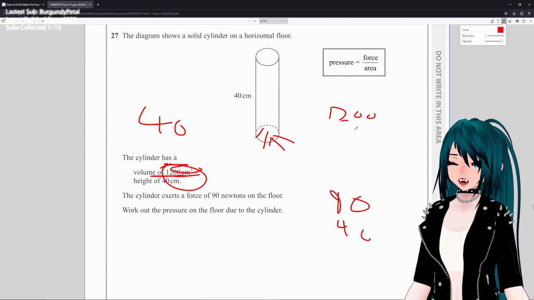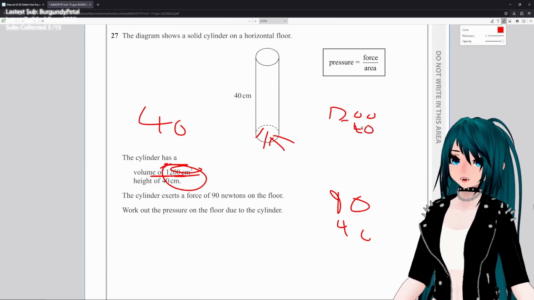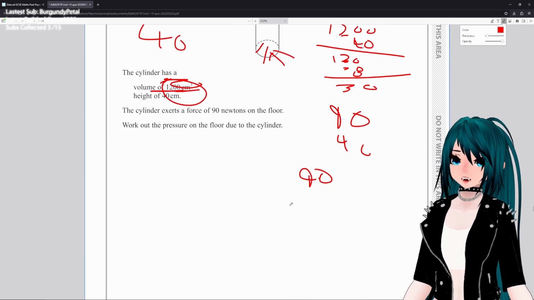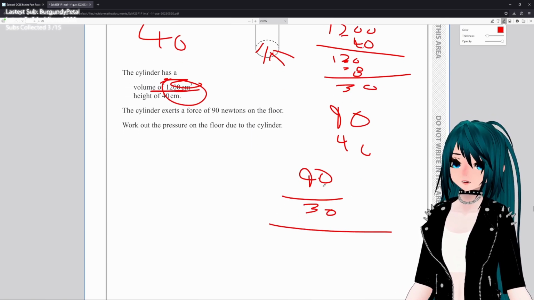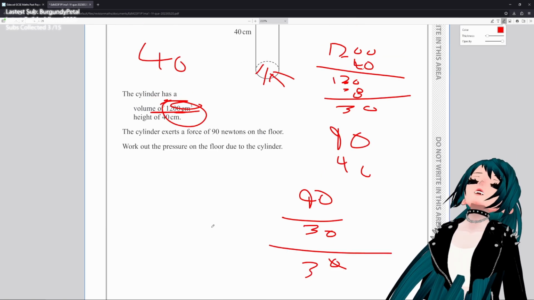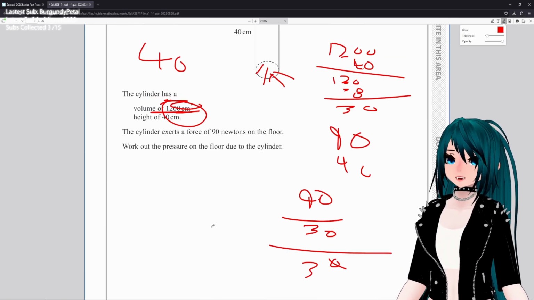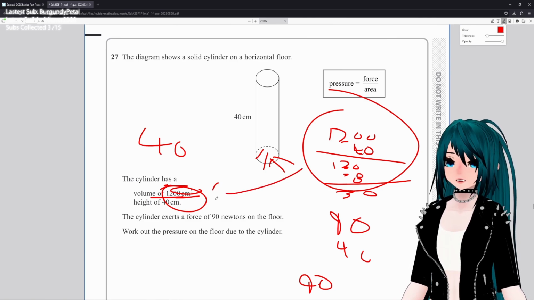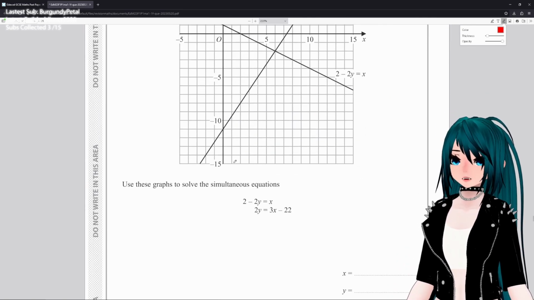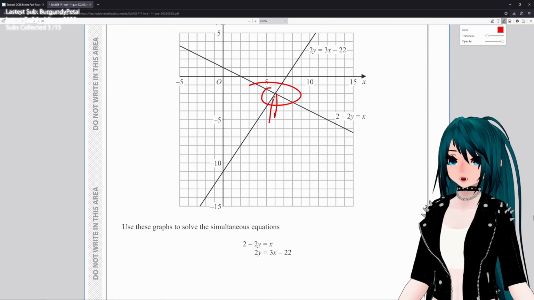20 divided by 40, maybe? Sorry, that's 30. 90 divided by 33, right? I don't know if that's right. I just use the numbers in a way that, I don't know if this is how you work out the area from the volume. It's a graph. No, I can't do that. I'm just gonna point here.